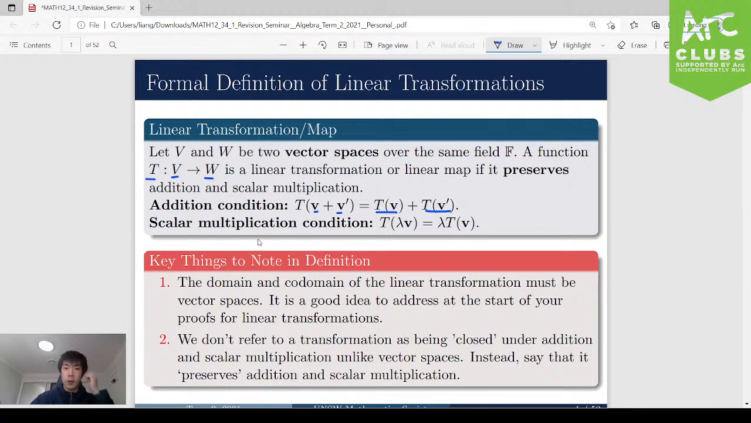Also you need to satisfy scalar multiplication, which means that if you take T of a scalar times the vector V, after you evaluate it, it has to be able to be rewritten as having your scalar on the outside of TV.